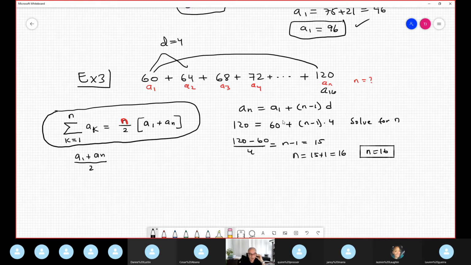So basically, I come back to my formula for the summation. Summation sub n is equal to 16 over 2, and you add 60 plus 120. Okay, and the story is 1,440 is the answer. Okay? Easy or complicated? I told you it's easy.